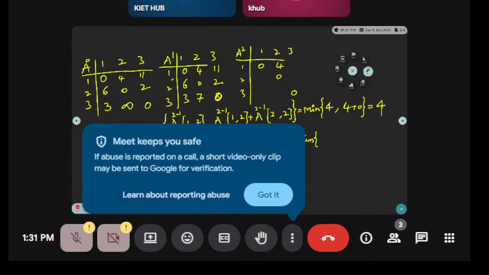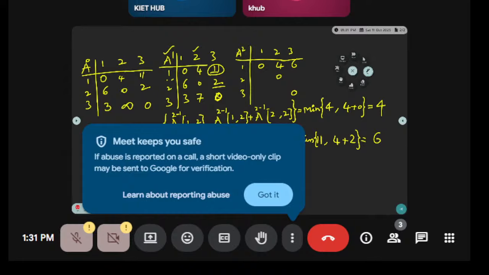11. A power 1 of 1 comma 3 is this 11, comma a power 1 of 1 comma 2, this is 4, plus a power 1 of 2 comma 3, 2 comma 3 is this 2. What is the minimum value here? 6. So what is 1 comma 3 is 6, which is updated. Previously 11.